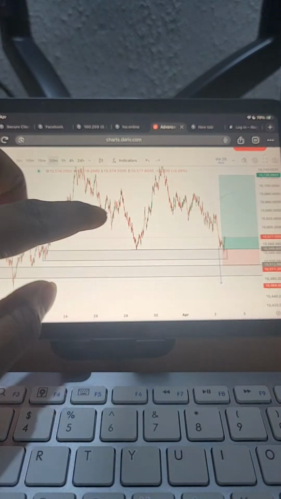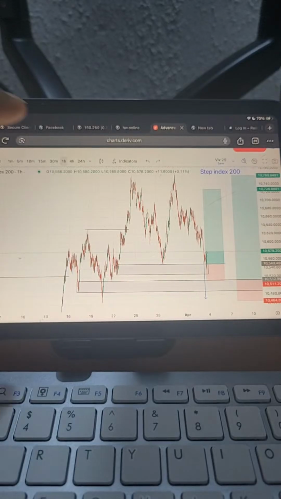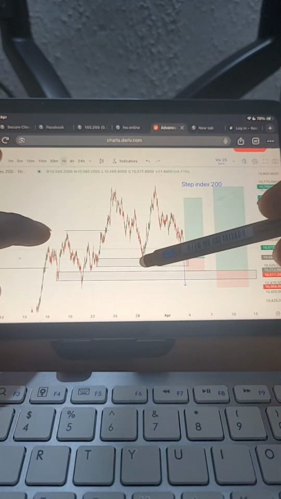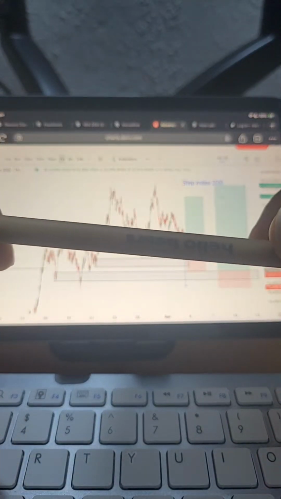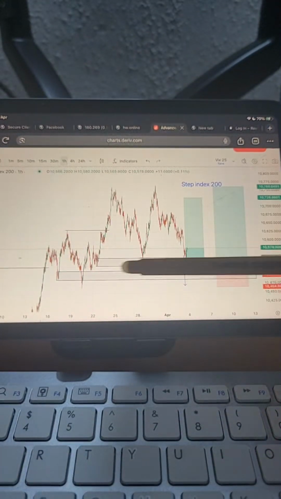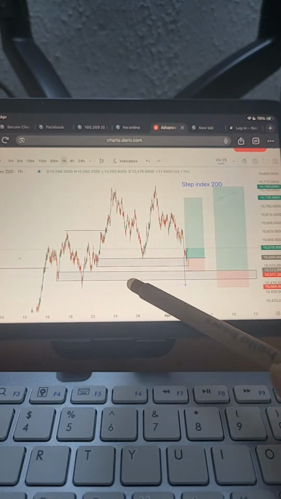So if you can see my screen now, you are going to see that we are currently on a buy trade, and we have two POI. We have two areas of interest. This is our first area of interest. This is our second area of interest.